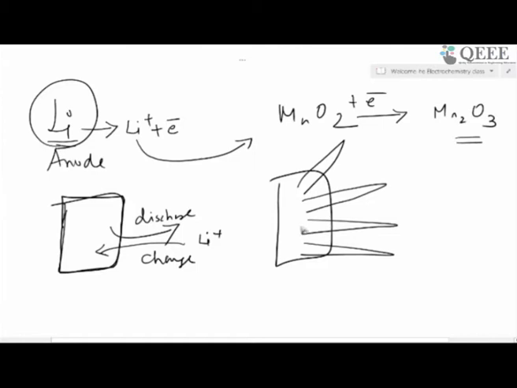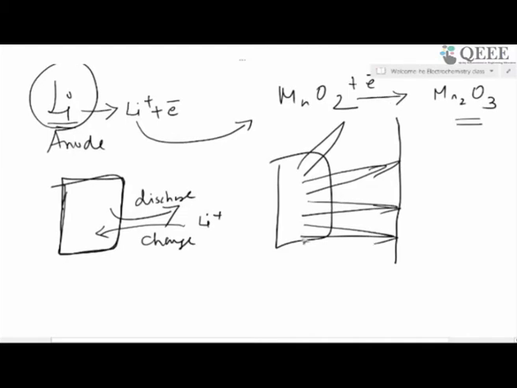If it grows like dendrites like this, these dendrites may grow sufficiently long and touch the counter electrode, that means the cathode. If it touches, it is called electrical shorting of the battery, and then the battery will no longer work. So to avoid that, later people understood there is something called lithiated graphite.